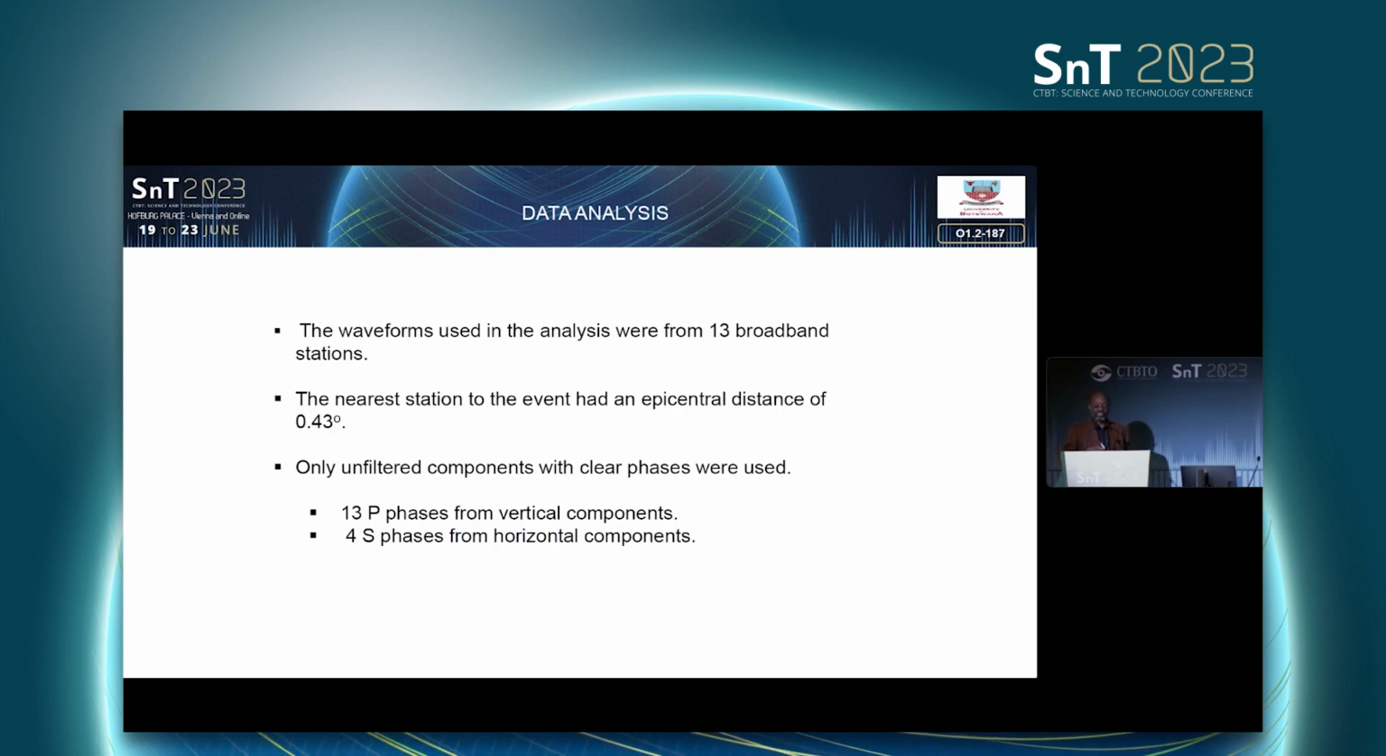The waveforms used in the analysis were from 13 broadband stations. The closest station to this event was at an epicentral distance of 0.43 degrees. Only unfiltered components with clear phases were used for this analysis. So we had 13 P phases from vertical components, then 4 which were clear from horizontal components.